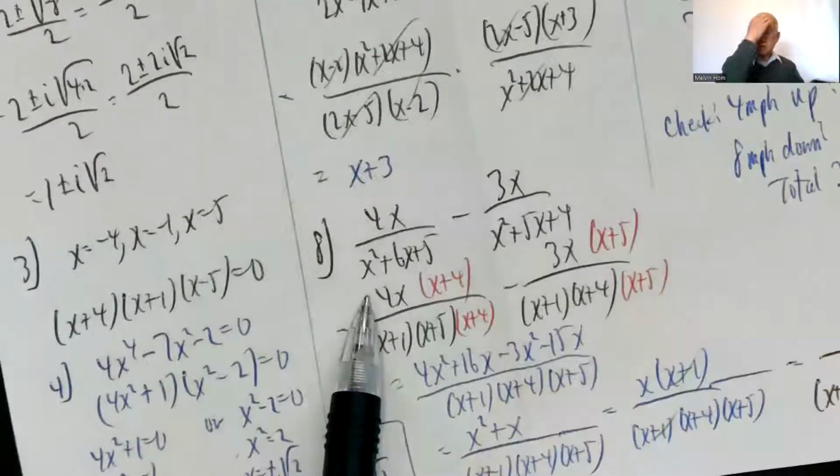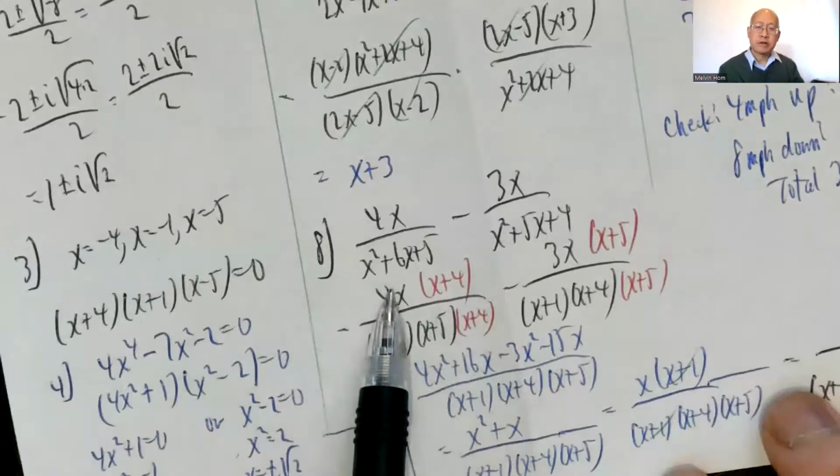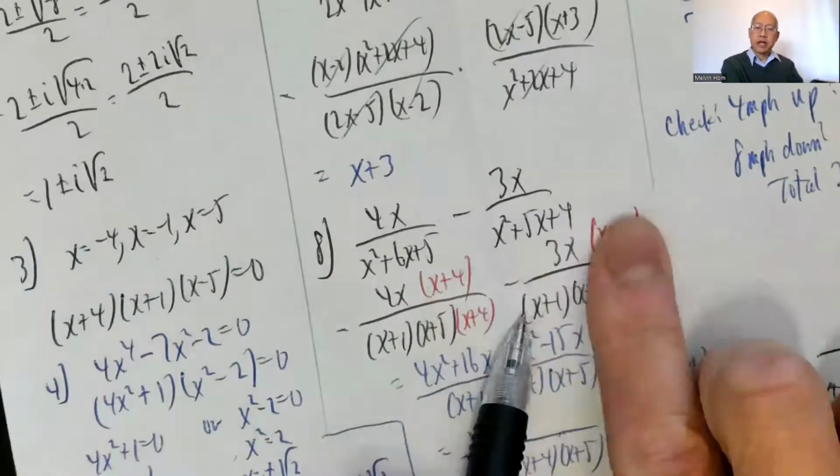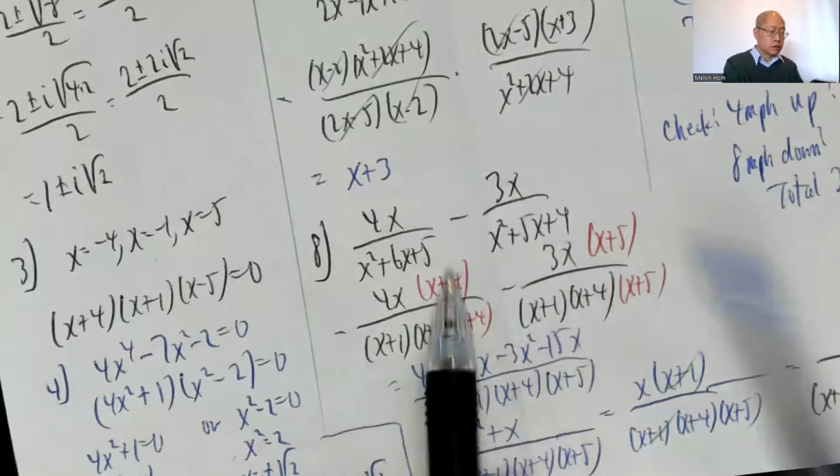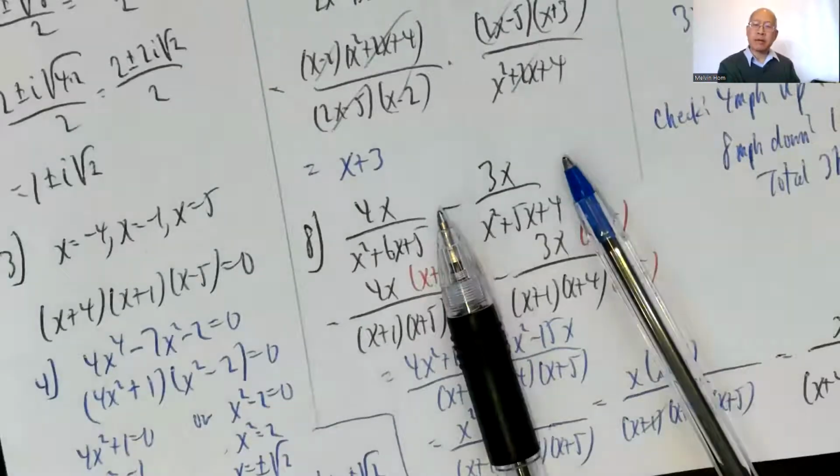Number 8, first we factor the denominators. This is x plus 1, x plus 5. This is x plus 1, x plus 4. So if I look at my denominators, I need a common denominator.